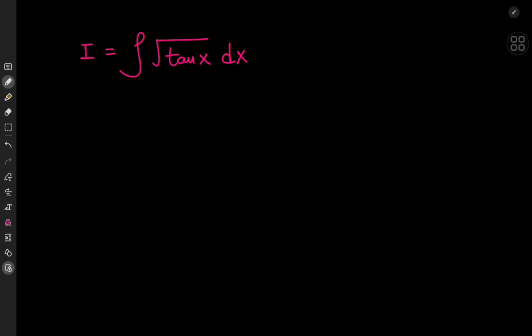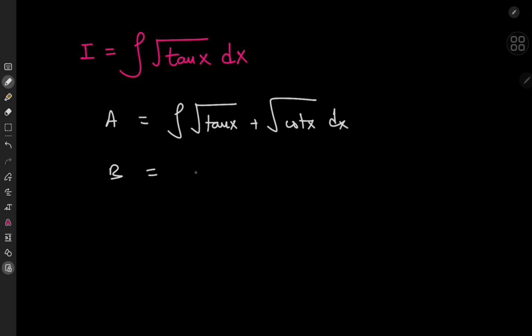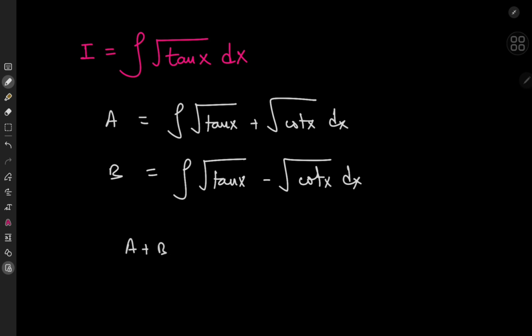It starts off with defining two auxiliary integrals, A and B. Now A is defined as the integral of square root tangent x plus square root cotangent x dx. And B is defined similarly as the integral of square root tangent x minus square root cotangent x. And how does this help us get to the target integral? Well, if you add A and B together and multiply the whole thing by 1/2, that yields the target integral.